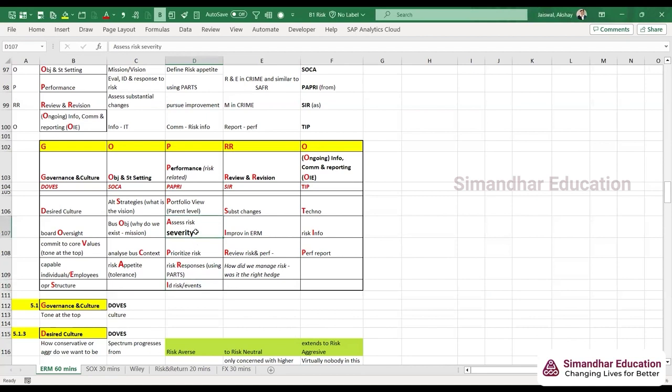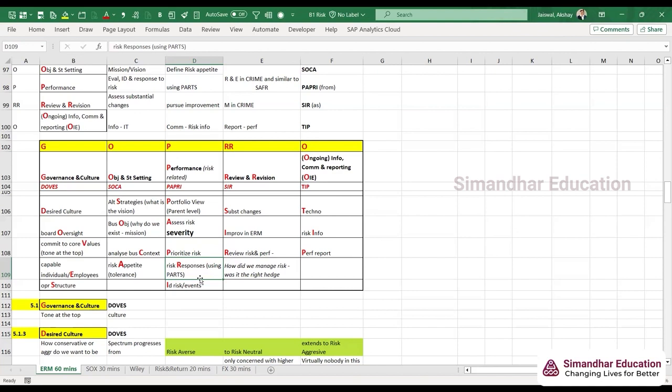Because if something is a low impact risk, we may ignore it also. If something is high impact, then we will have to do something about it. Based on the risk impact and the risk frequency, we are going to prioritize the risk, because obviously we don't have so much resources that we will look at all the risks, how to mitigate all risks together, right? So we are going to prioritize the risk, rank 1, 2, 3, and deal with them accordingly. We'll discuss a little bit later how we do it. Risk responses using PARTS. This is very, very important. We are going to discuss in detail how we give risk responses using PARTS.